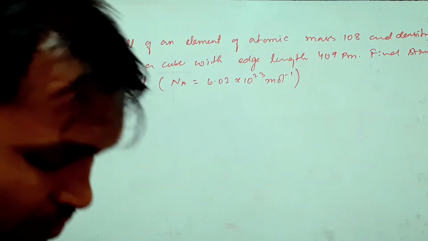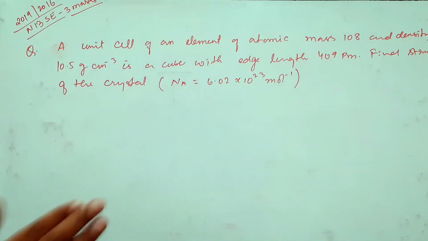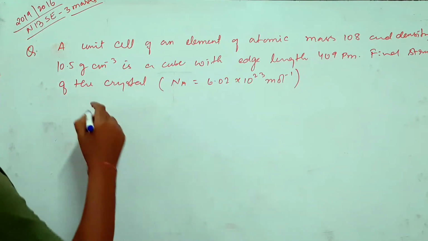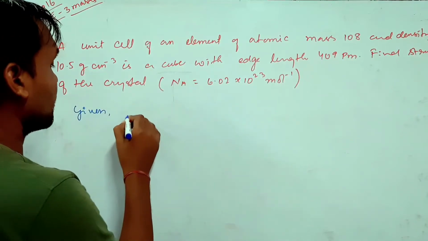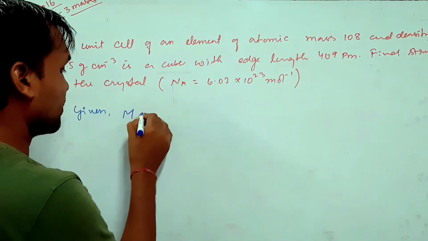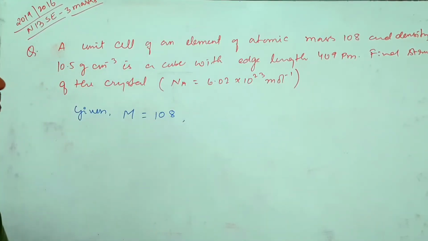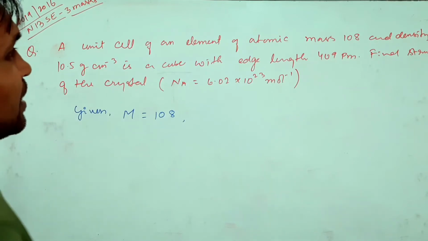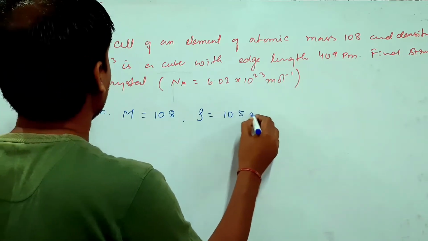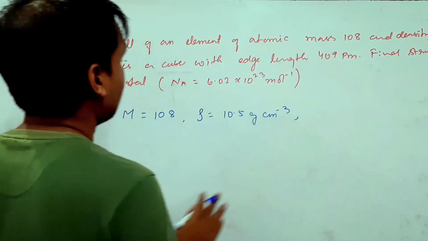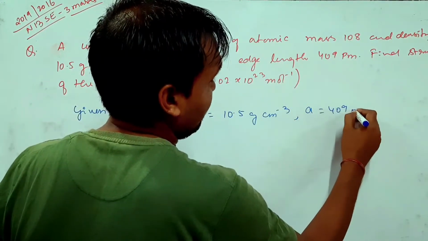So it's very simple. Let us try to do it. The formula which we have derived, it is based on that only. First of all, we'll write what things are given. Atomic mass is represented by M, so M equals 108. Density rho equals 10.5 gram per centimeter cube. Then the edge length is given, a equals 409 picometer.